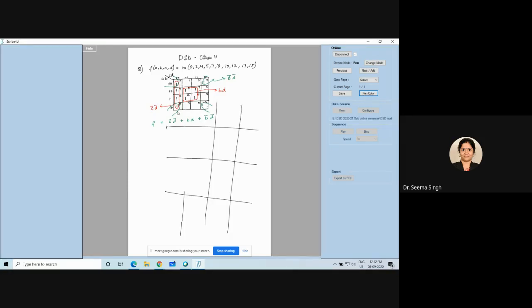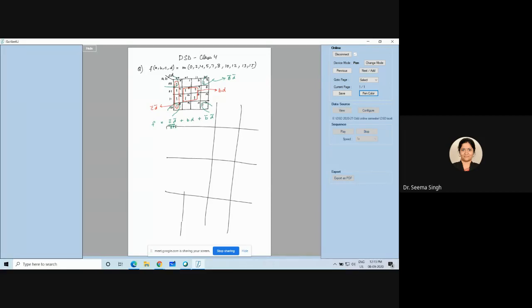Out of these 4 ones, or you can just see it term-wise. This C bar D bar is containing this one and this one, that is 4 and 12, which is not taken care of by any other group, right? C bar D bar has overlap for 0 and 8, but does not have overlap for 4 and 12. Terms 4 and 12 are taken care of only by C bar D bar. So that makes it an EPI, that is essential prime implicant.